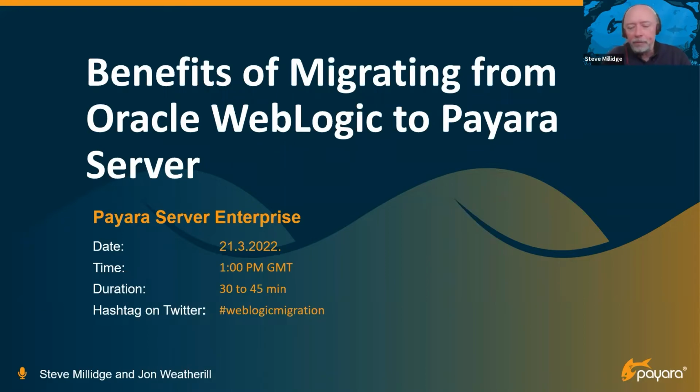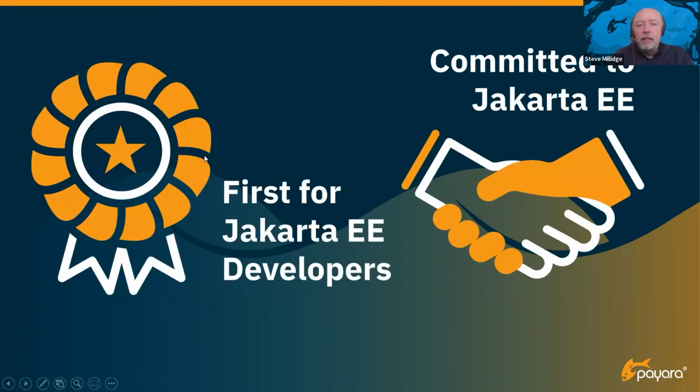So first, Payara is first and foremost a Jakarta EE application server. Our goal really is to be first for Jakarta EE developers. So we have two editions of Payara. We have Payara Community and Payara Enterprise. Payara Community is our open source version of Payara. Payara Community is there to deliver innovation and to deliver for development environments. And our aim in Payara Community is to be first for Jakarta EE.